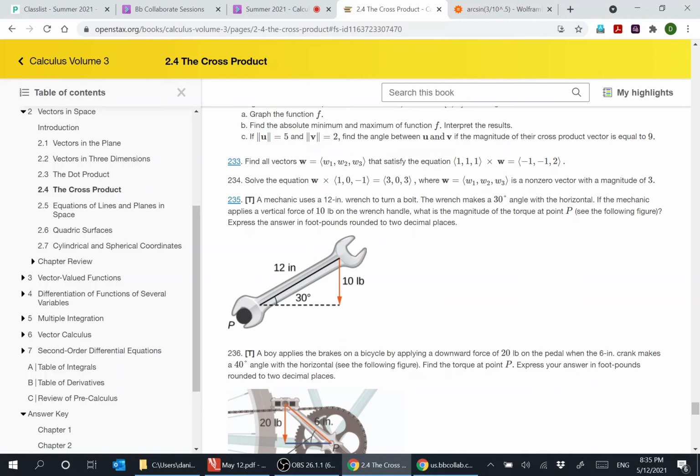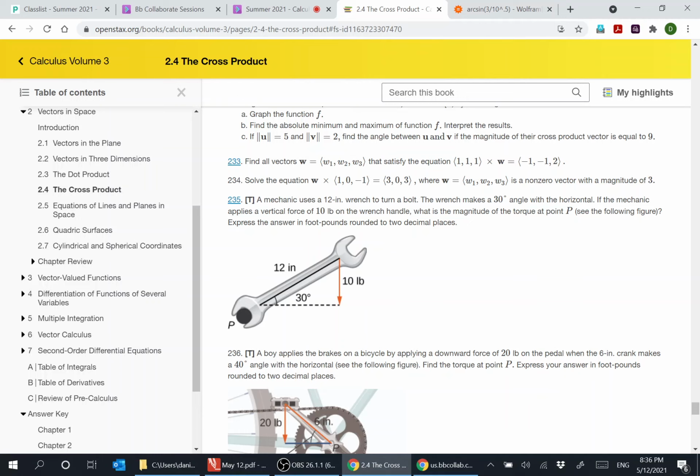With a wrench, if the mechanic applies a vertical force of 10 pounds straight down. If you've ever used a wrench before, you know you're going to pull that wrench down. If you were standing under a car that's on a lift or something like that, you would pull straight down on that thing, right? On some sort of ratchet wrench or crescent wrench. You'd be pulling straight down, trying to loosen that bolt.